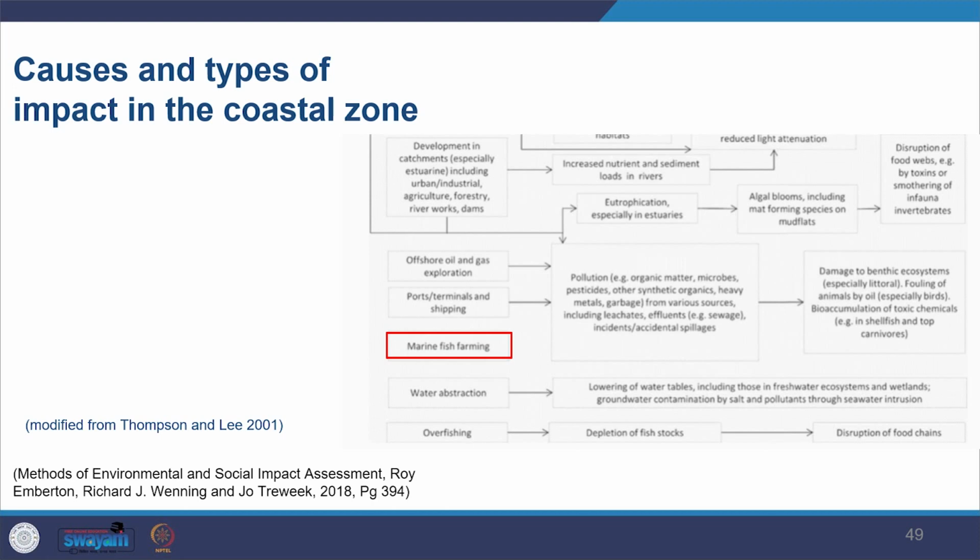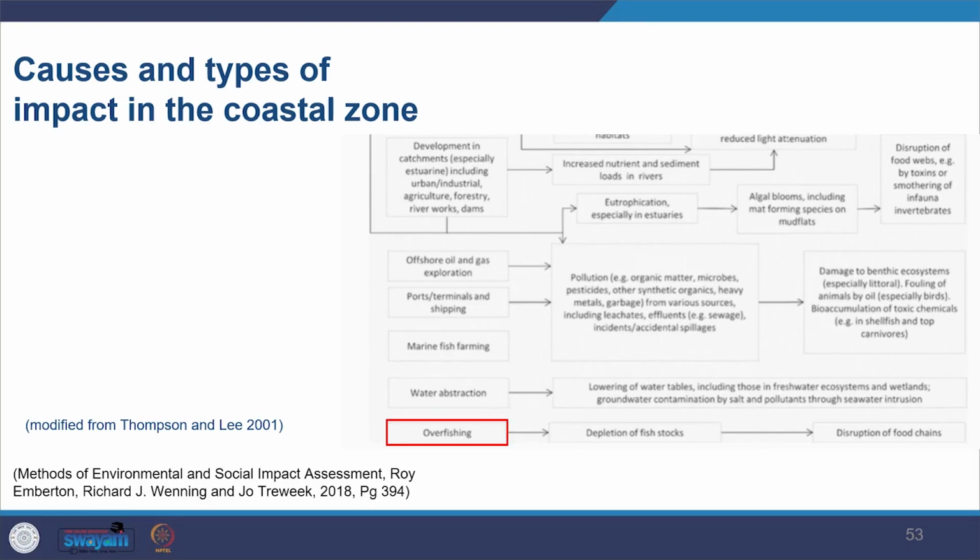It could damage the benthic ecosystem, and it could lead to loss of wildlife, animal life, and birds' life in the coastal areas. And then you also see bioaccumulation of toxics because of these projects. And then the other cause we see is water abstraction. When water is abstracted, it leads to lowering of the water table, including those in freshwater ecosystems and wetlands, and groundwater contamination by salt and pollutants through seawater intrusion.